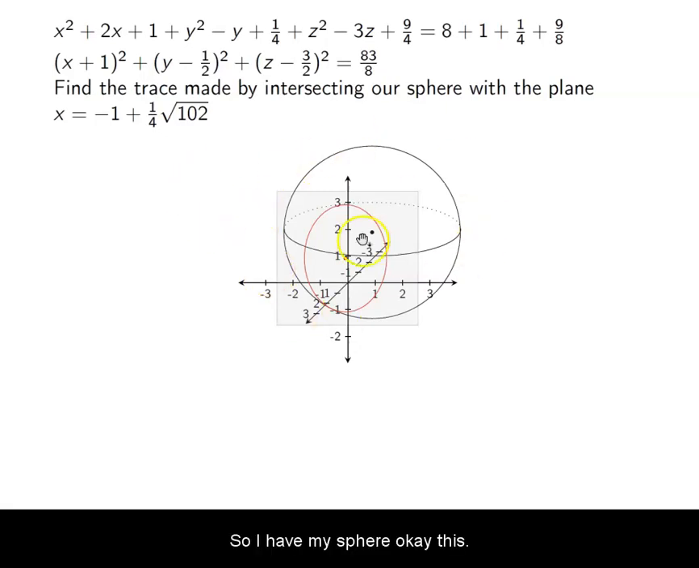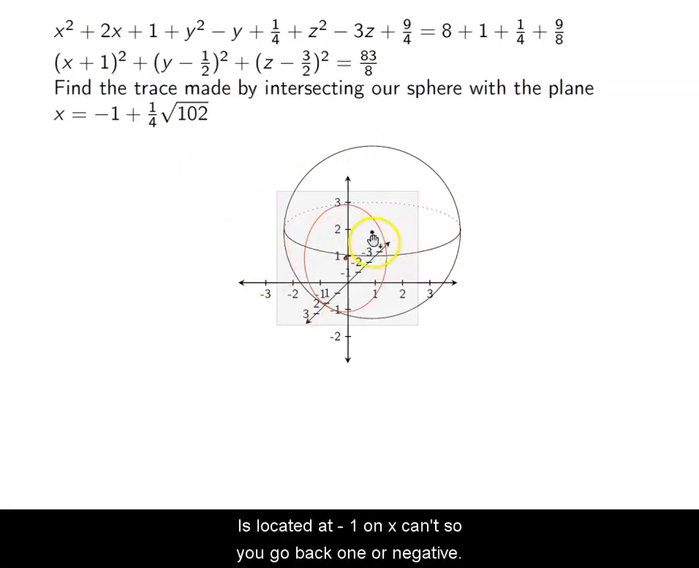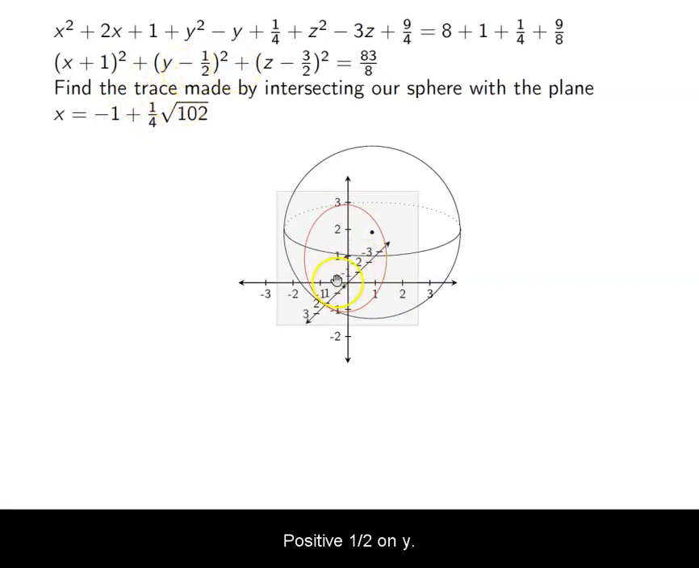So I have my sphere, okay? This dot is located at negative 1 on x. So you go back 1 on negative x, positive 1/2 on y, and then up 1.5 here. So you might say, well, that looks like it's at 2. Well, that's because it's kind of over to the side and pushed back before we go up.